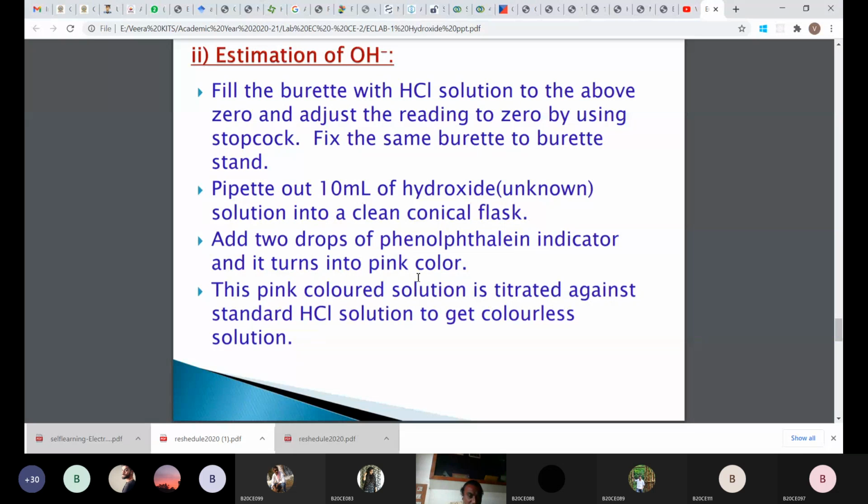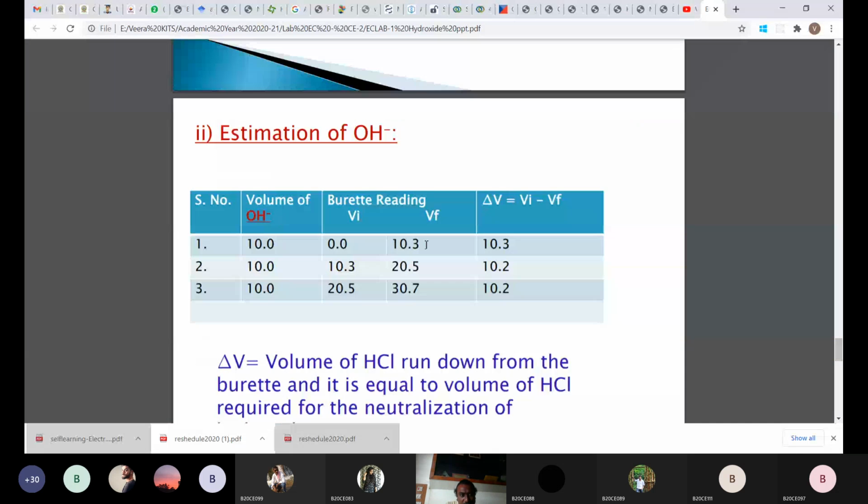When you get a colorless solution, that is your end point. So you have to note down the burette reading. Like in the previous table, this is more or less the same, but here you take the NaOH, I mean your test solution, 10 ml. Here again you have burette readings. You have to titrate until you get the concurrent value. Burette means the HCl volume.